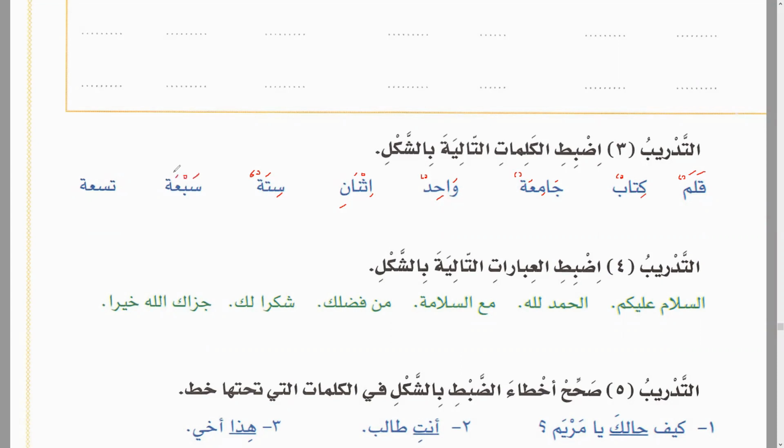Sab'atun. It has a tanween. Sab'atun. Tis'atun. Okay, alif lam and tanween cannot come together. Nobody can say al baytun. That's wrong. You have to say al baytu, inshallah. Then next one is also same thing.